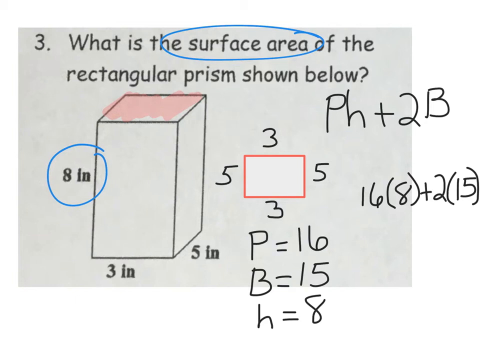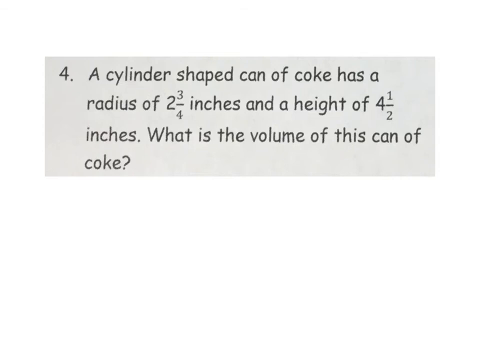Question number 9, I believe there's another one like that. So I will just draw the base for you and then give you the formula, and then you can figure out the rest. Number 4, a cylinder-shaped can of Coke has a radius of 2 3/4 inches and a height of 4 1/2 inches. What is the volume of this can of Coke?